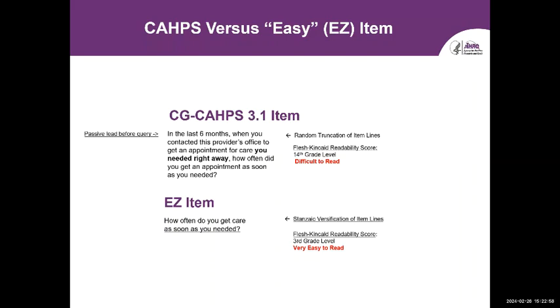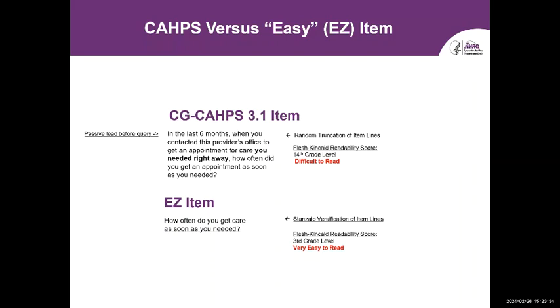It has a passive lead-in: In the last 6 months, when you contacted this provider's office to get an appointment for care you needed right away, how often did you get an appointment as soon as you needed? So he points that out. He also points out the fact that there's random truncation of the item lines that are just based on spacing in Word, where you get to the end of the line and it just wraps around. So there's no logical sense to it. And when you look at the Flesch-Kincaid readability score, it's about 14th grade level.